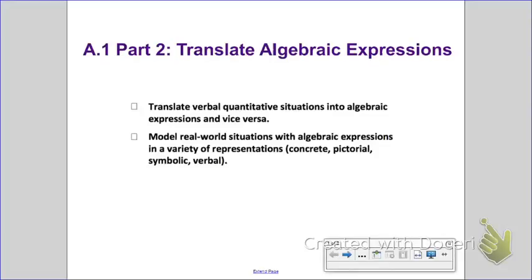Hi everyone. Today we're going to talk about translating algebraic expressions. So this SOL includes translating the verbal situation to the algebraic form, and also if you're given a word problem or a picture, how to translate that into an expression.